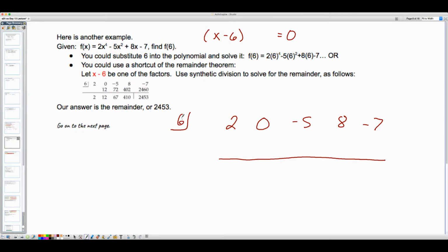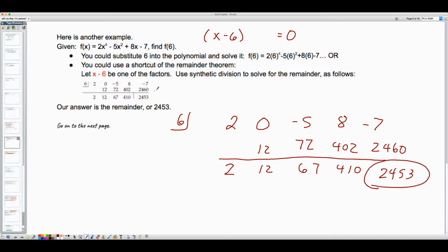Bring down my first number. 2 times 6 is 12. 12 times 6 is 72. 72 plus -5 is 67. 67 times 6 is 402. 402 plus 8 is 410. And 410 times 6 is 2,460. When I add it to -7, I get 2,453.